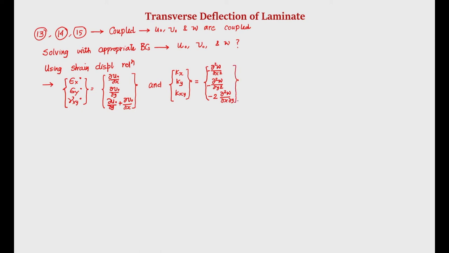Okay. So, using strain displacement relationship, we could determine the mid surface strains and curvatures. So, what do we do now? We know the mid surface strains and curvatures.